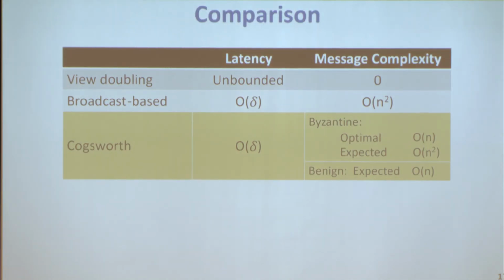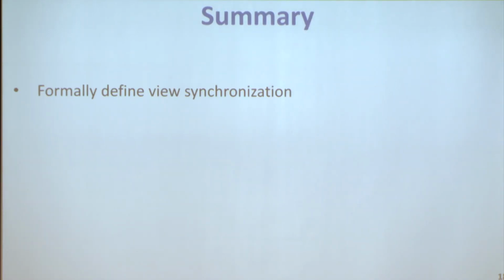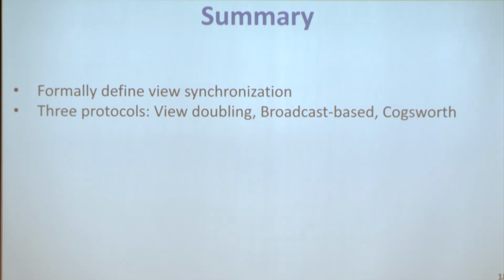Now, this is pretty good. What we would have liked to achieve would be to improve this performance or actually prove a lower bound on view synchronization message complexity to show that we reached the best milestone. So to summarize, we formally defined view synchronization in this paper. We showed 3 view synchronization protocols, view doubling and broadcast-based, which we extracted from existing techniques used in SMR protocols, and now Cogsworth, which is a new view synchronization algorithm, which in certain cases brings down the overall message complexity and can be used in SMR protocols such as Tendermint and Ostap and LibraBFT.